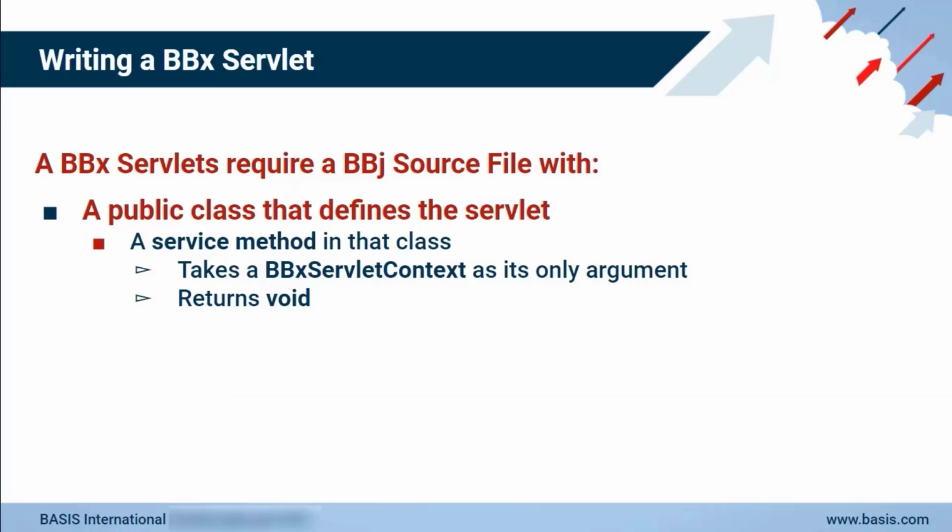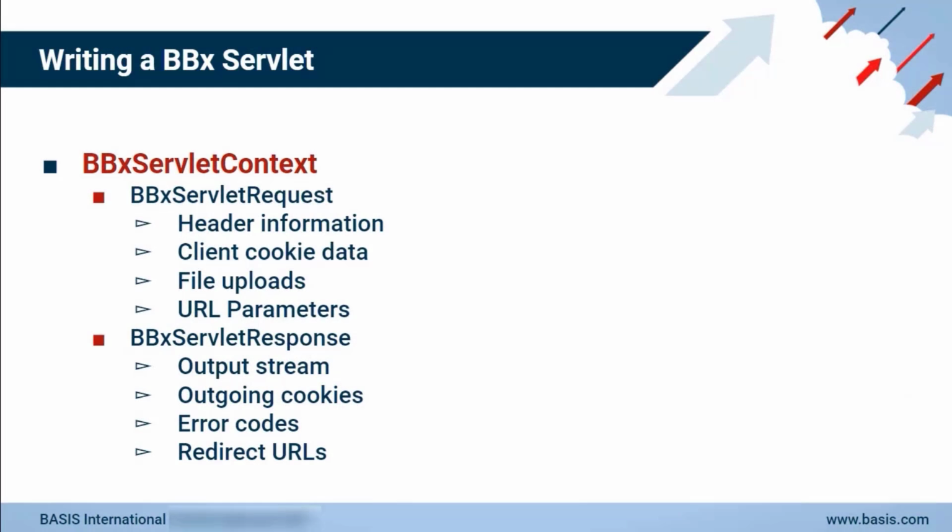In previous servlet implementations, this method had to be called service, but with BBX servlets, it can now be called whatever you'd like in order to allow for multiple service methods to exist in a single BBj file. The service method takes a single argument of the type BBjXServletContext. The BBjXServletContext is a new BBj object that contains the web request and web response in the form of objects called BBjXServletRequest and BBjXServletResponse.